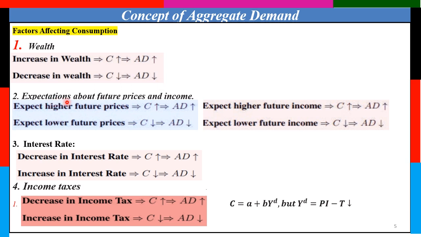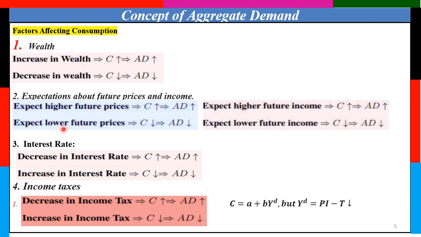Another factor: expectation about the future price and income. Let's say that in the near future the price is higher. After 1 month or 2 months, the price is increasing. Then the current consumption, or today's consumption, is increasing in order to avoid unnecessary expenditure in the near future. This shows the current aggregate demand is also increasing.